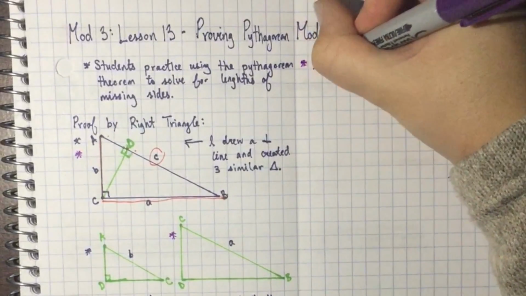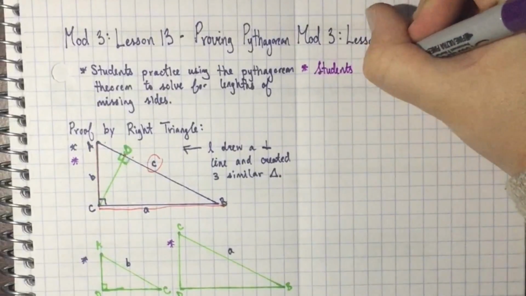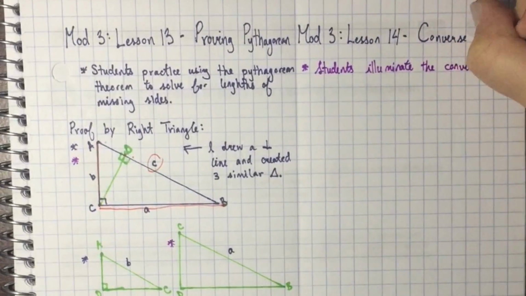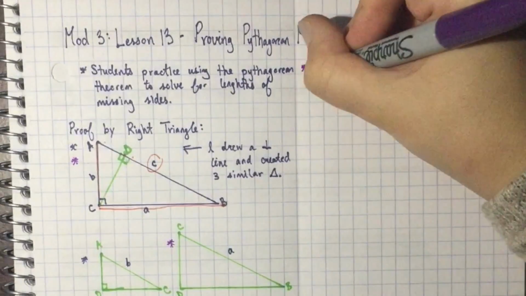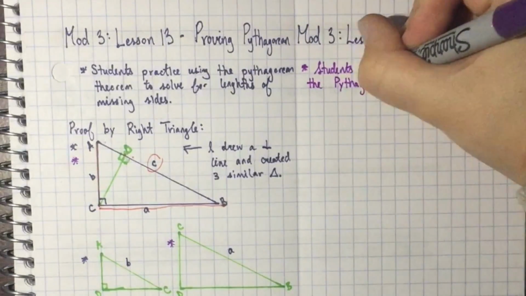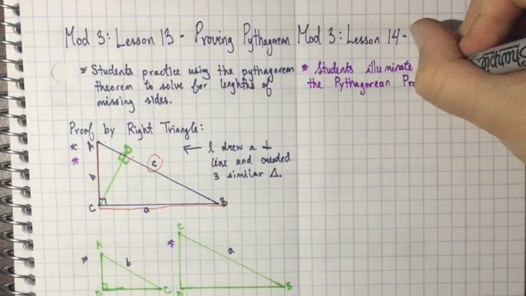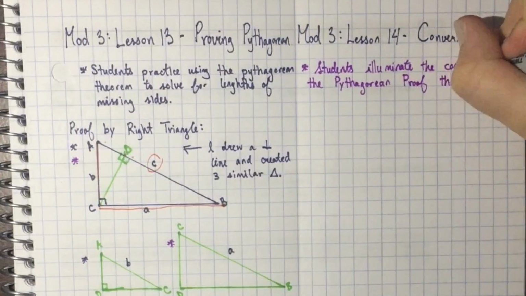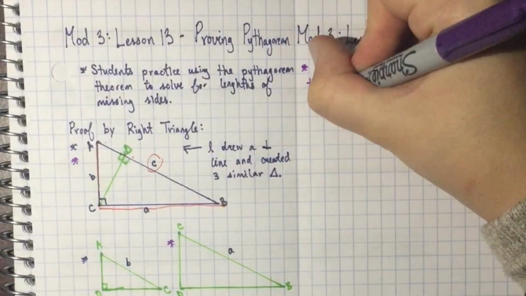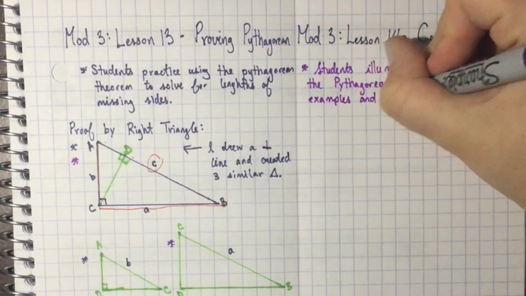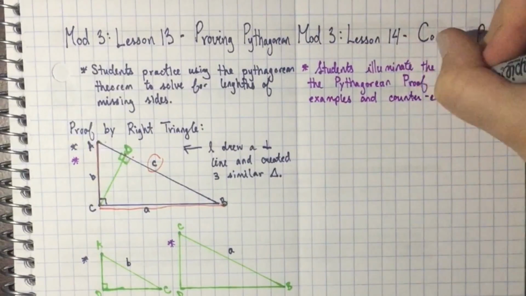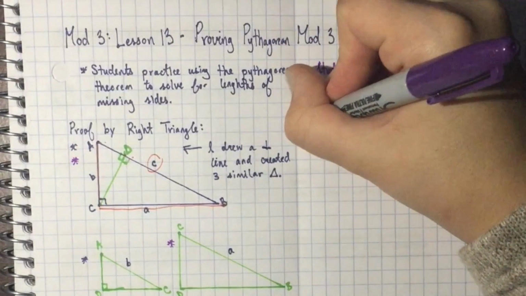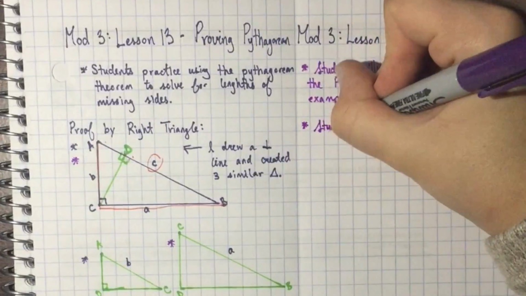Then I go back up to the top of my page to talk about Module 3, Lesson 14. This is going to be a converse proof, or we're going to discuss a converse proof. We're not really going to prove it today. Our first objective says students illuminate the converse of the Pythagorean theorem proof through examples and counterexamples. And students apply the theorem and its converse to solve problems.